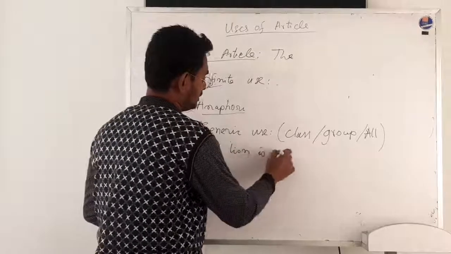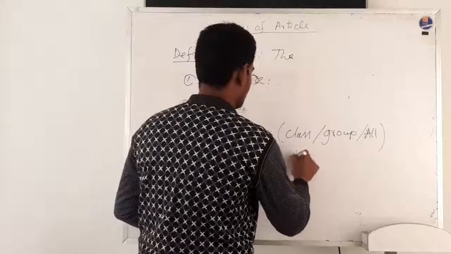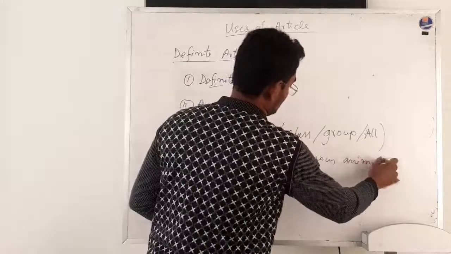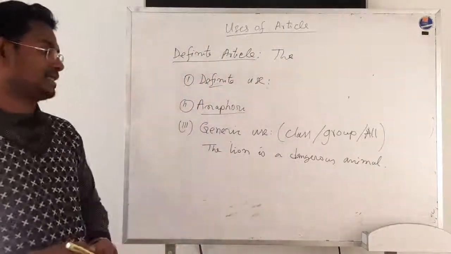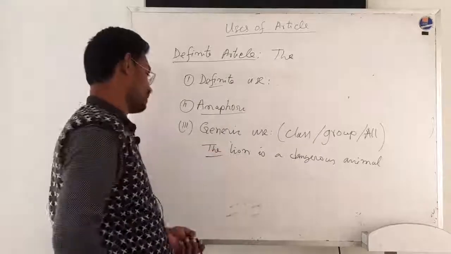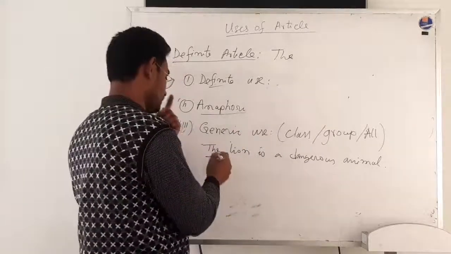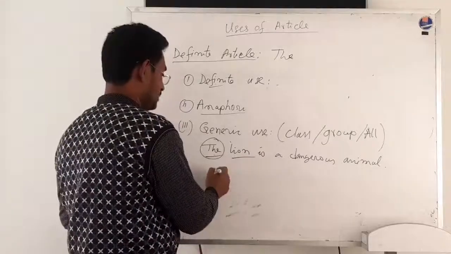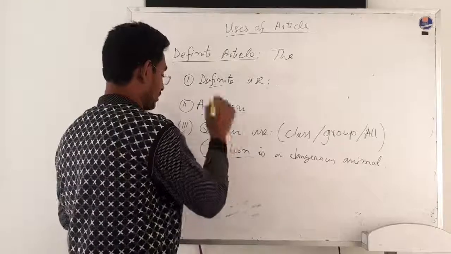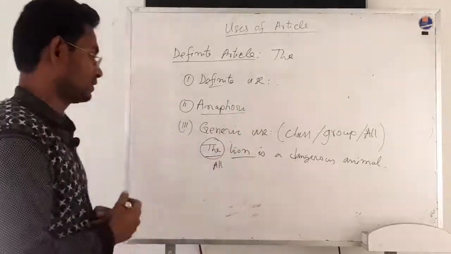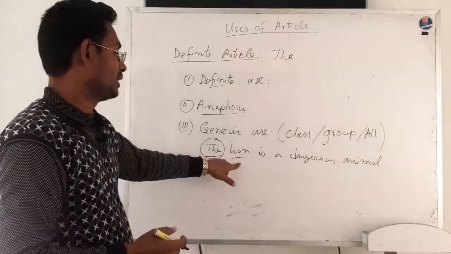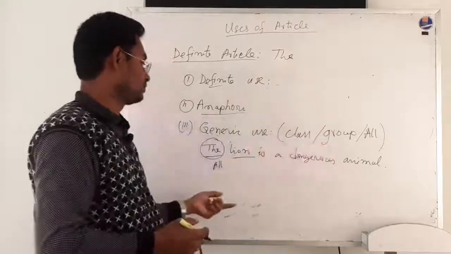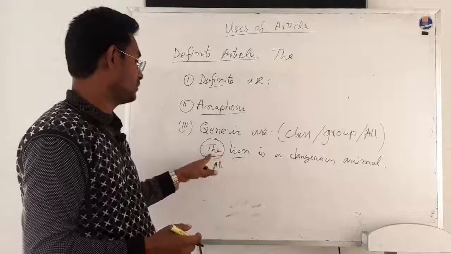Generic use: The lion is a dangerous animal. Okay, look at the student. The lion is a dangerous animal. Here I have used the. What type of the is it? It is a generic use. Why? Here, the is not a single lion. Here we use the to indicate all lions. All lions are dangerous, not a single lion. This lion we use as a class, or group, or all. So this type of use we call generic use.